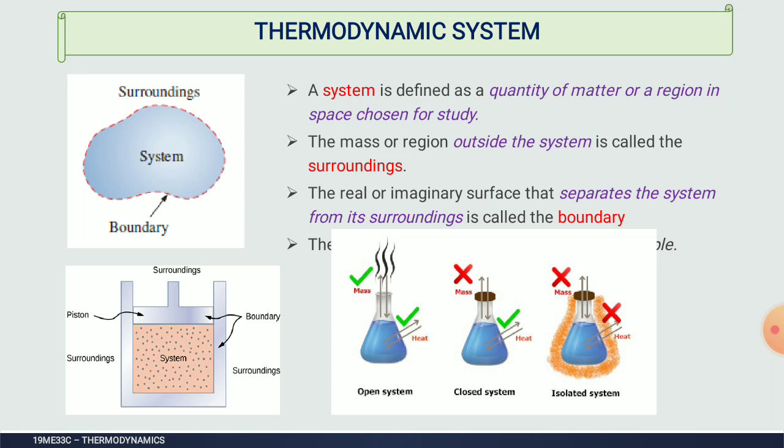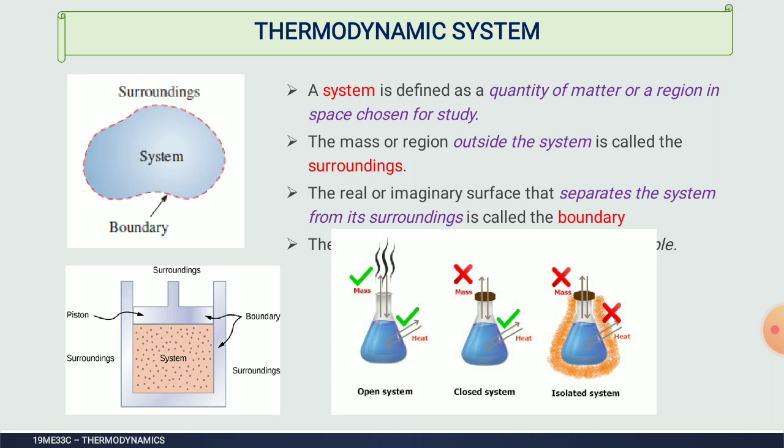A system is defined as a quantity of matter or region in space chosen for the study. The mass or region outside the system is called surroundings. The real or imaginary surface that separates the system from its surroundings is called the boundary. Okay, the figure clearly shows the system, boundary, and surroundings.